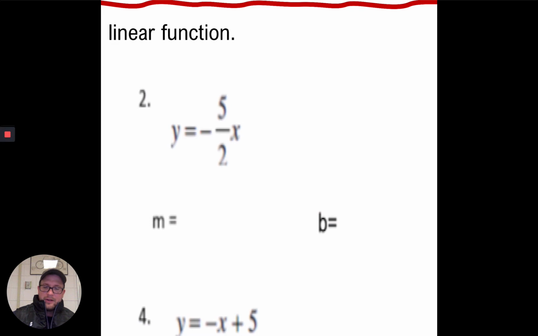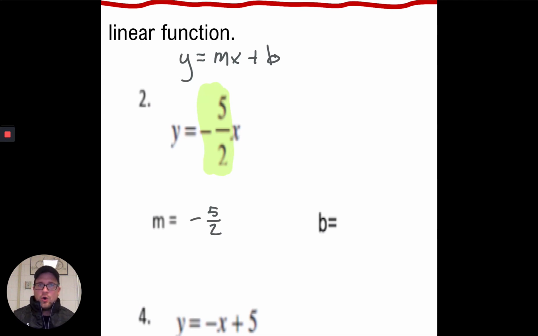Looking at this one, our slope is really easily identifiable here. It's this -5/2 that's sitting in front of x, because we know that's where our slope always sits. Our form or equation is y is equal to mx plus b. Now, if I have -5/2, that's my slope. Great, we're halfway there, kind of. We're missing the b part, right?